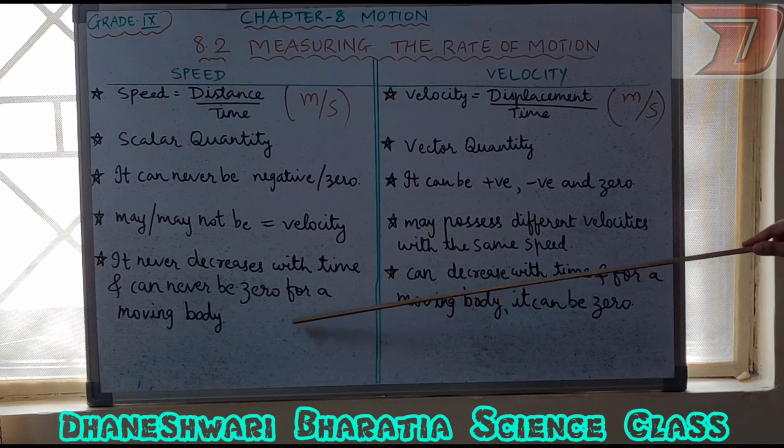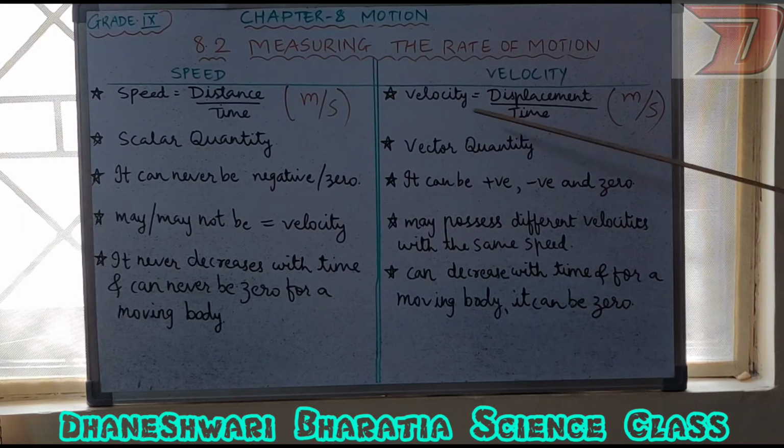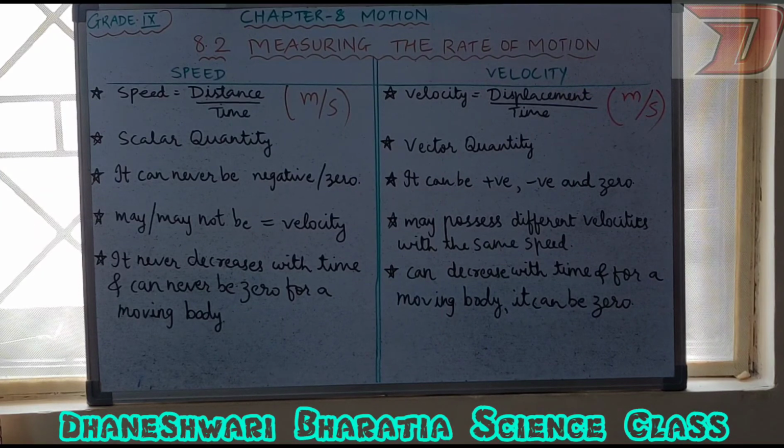body. If anything is in motion, its speed will never be zero, right? But we know that the velocity can decrease with time, and for a moving body the velocity can be zero too, because the displacement can also be zero, isn't it? So these are all the points of difference between speed and velocity.